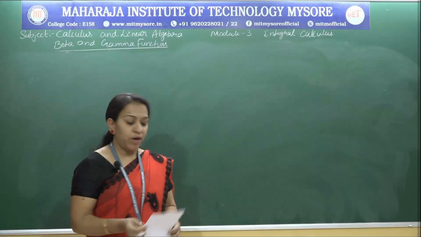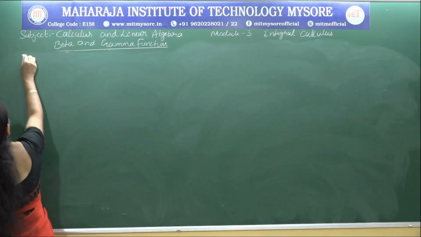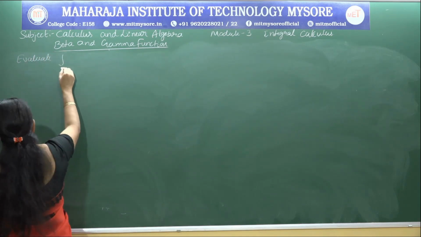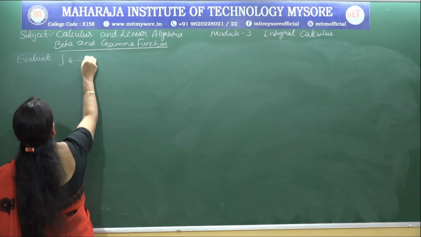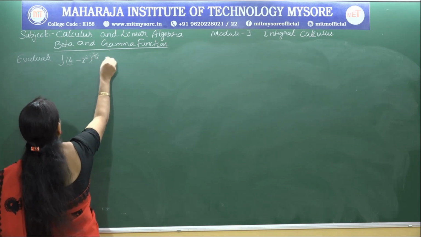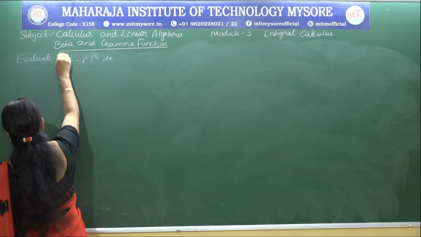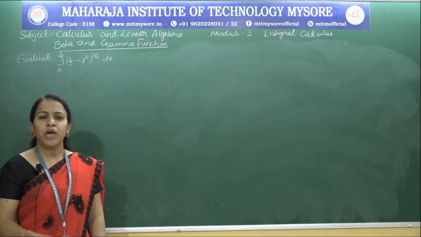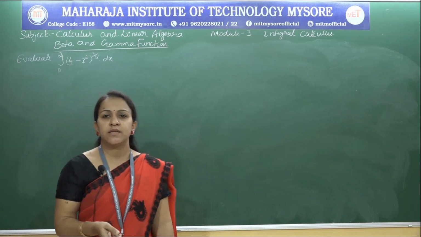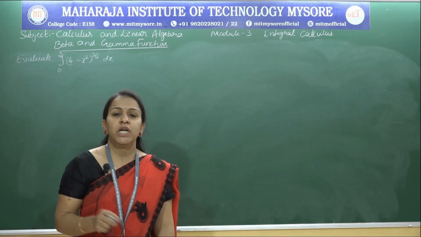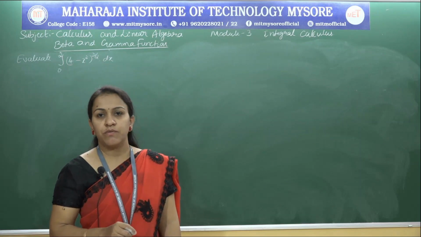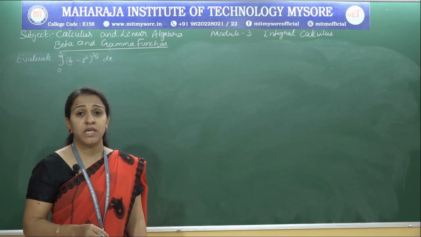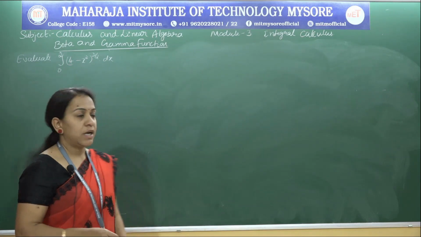So the next problem: evaluate the integral of 4 minus x square whole power 3 by 2 into dx between the limits 0 to 2. Whenever we have a form like 1 minus x or a minus x, we should definitely reduce that first in terms of beta. Here instead of 1 minus x, I have 4 minus x square, so we should replace that.